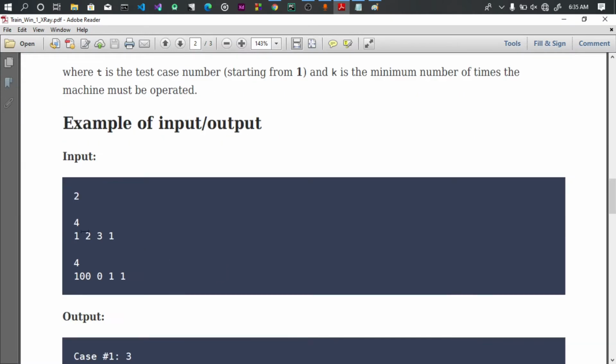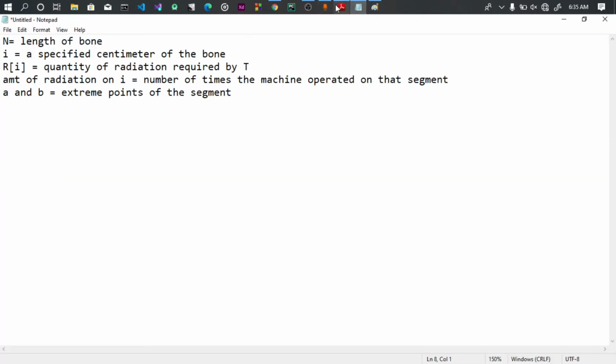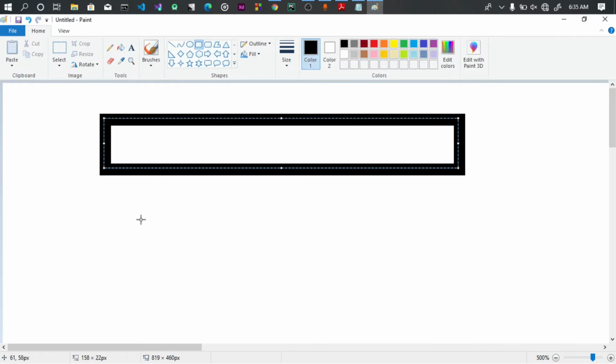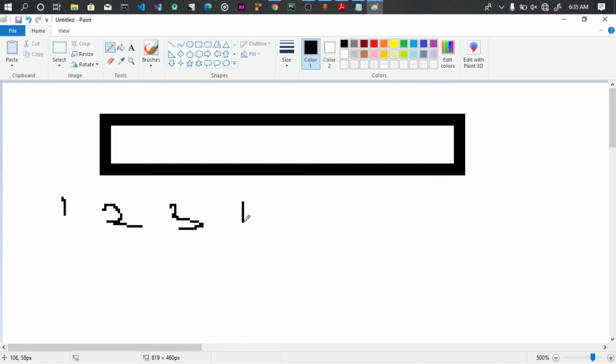In the example, for the first test case, we know that this is the maximum number of test cases, and this is the first test case, and also this is the second test case. For our first test case, we're going to look at all the values of radiations required on each segment. So we have that the values are 1, 2, 3, 1. We'll go over to paint, and now we know that we have values 1, 2, 3, and 1.